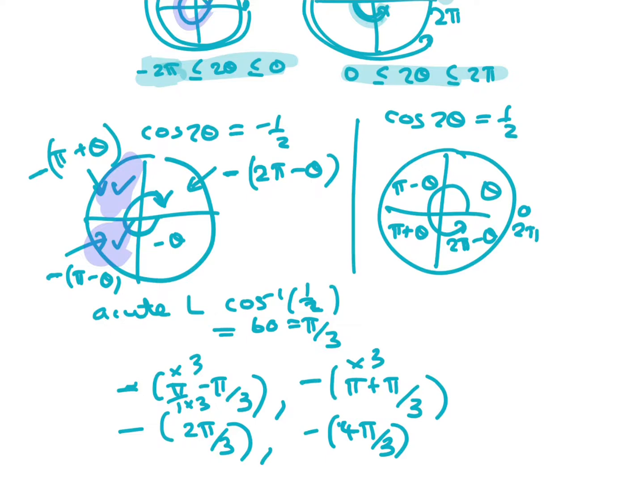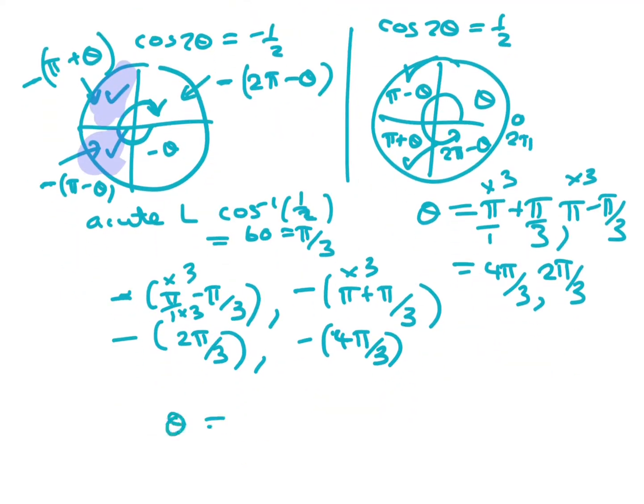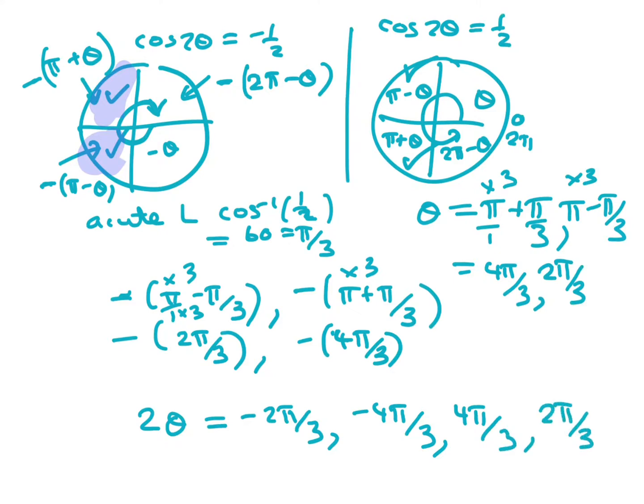Okay, when you're doing this one here, you're in the same quadrants. So it's going to be pi plus pi on 3 and pi minus pi on 3 for those two quadrants. So that's going to be times 3 times 3: 3 plus 1 is 4 pi on 3, and 3 minus 1 is 2 pi on 3. So your solutions for 2 theta end up being minus 2 pi on 3, minus 4 pi on 3, 4 pi on 3, and 2 pi on 3.